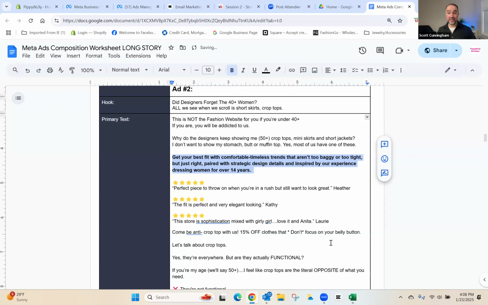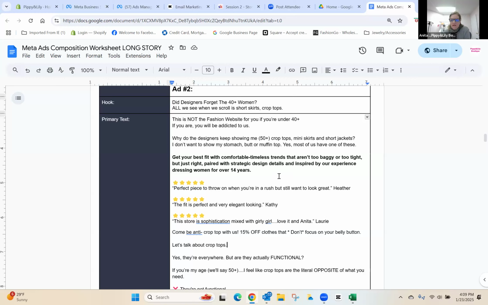It's a version of a headline. Let me explain why. It's talking about the aspiration, the desire: comfortable trends that aren't too big, tight, which is the problem with the other options, but just right, paired with strategic design details and inspired by your experience. So it's bringing in your unique mechanism. We believe in strategic design details that we've learned over 14 years. That's your unique mechanism right there.